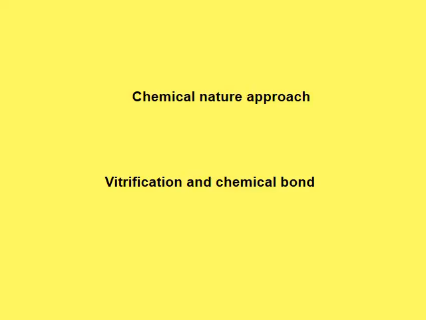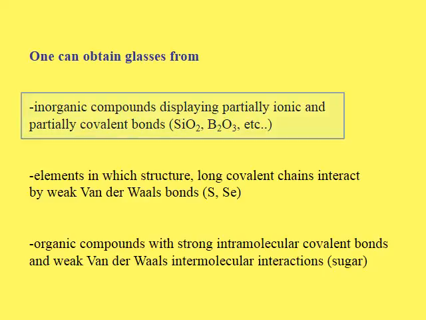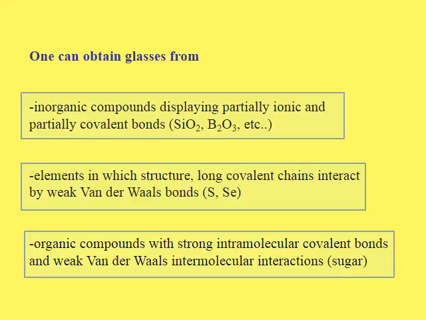Another approach used to classify substances is related to the chemical bonds. Therefore, one can obtain glasses from inorganic compounds displaying partially ionic and partially covalent bonds, like silica, boron oxide, etc. Elements in which structure long covalent chains interact by weak van der Waals bonds, such as sulfur and selenium, and organic compounds with strong intramolecular covalent bonds and weak van der Waals intermolecular interactions, as in sugar.